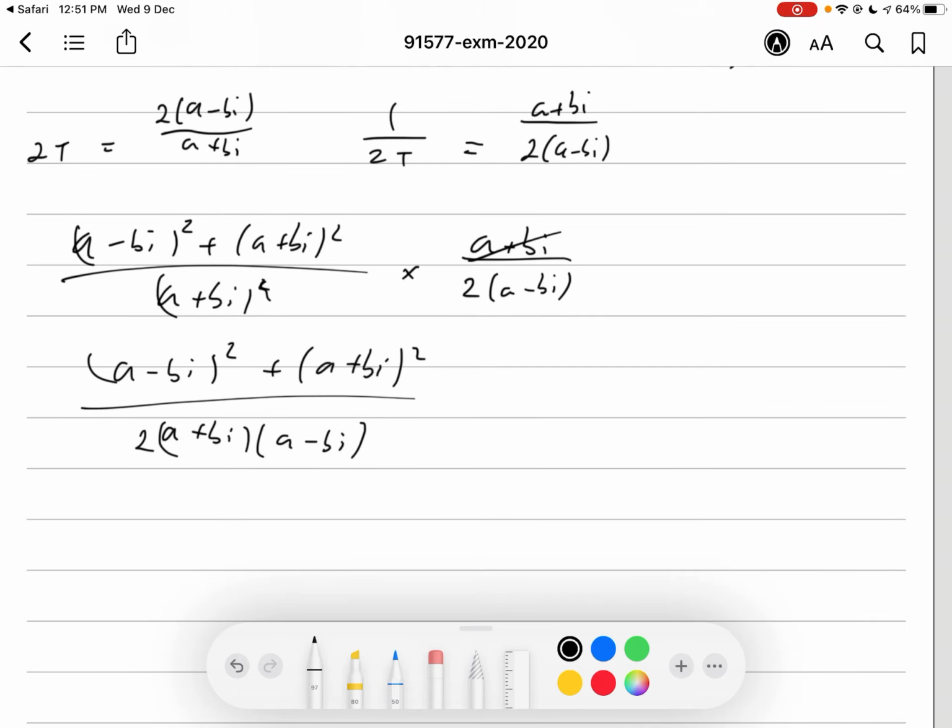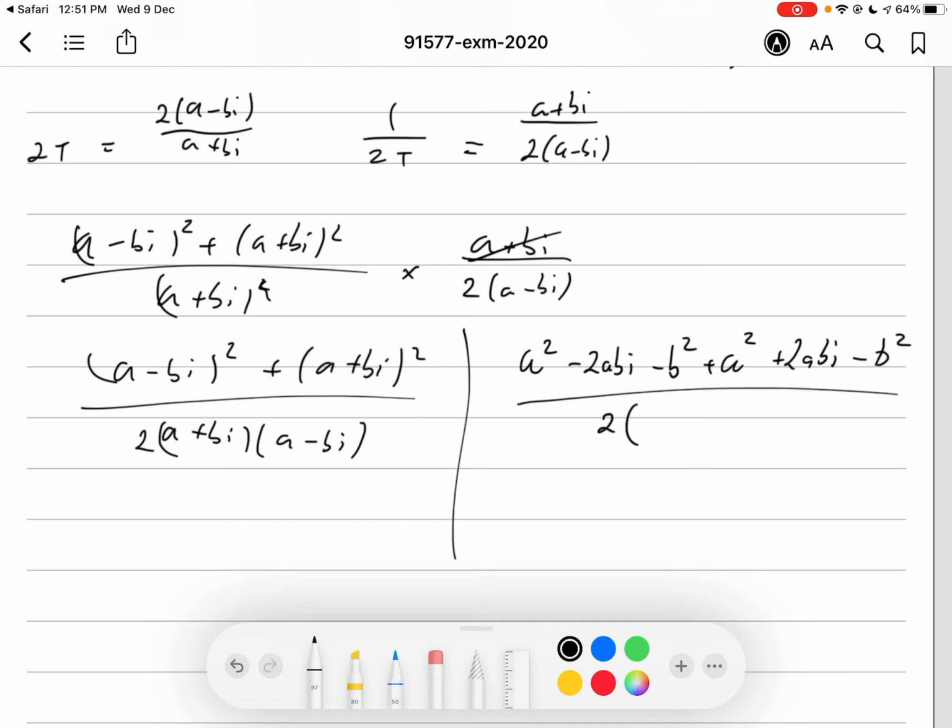Alright, so now we're going to simplify this top part by expanding out the brackets. So we have a² − 2abi − b². And we're going to add on (a + bi)², which is adding on a² + 2abi − b². All over 2 times, if we expand these brackets out, a times a is a². A times negative bi is negative abi. A times positive bi is positive abi. They will cancel each other out. Negative bi times bi is plus b².